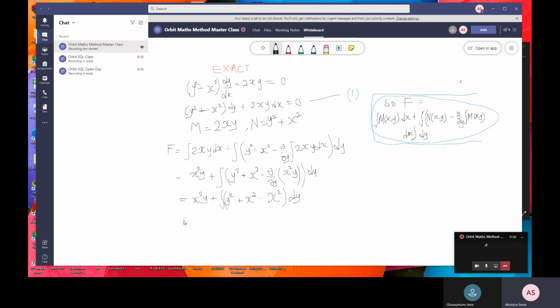So I have this to be x squared y plus the integral of y squared plus x squared minus x squared, which was already cancelled, so the integral of y squared dy. This is going to give us x squared y plus, if I integrate y squared with respect to y, y cubed over 3. Is it the same thing as what we got for the grouping method?